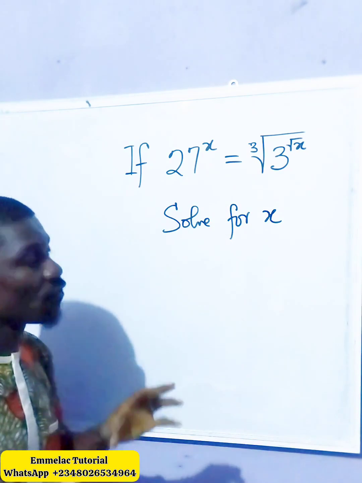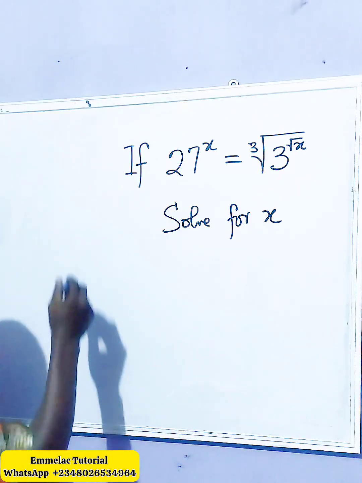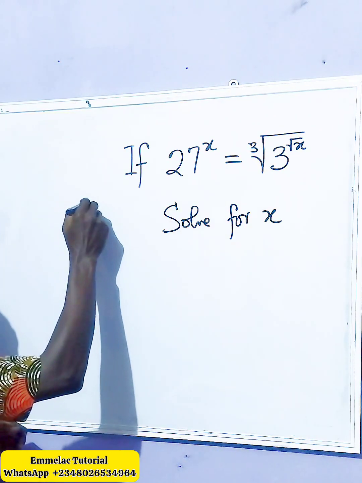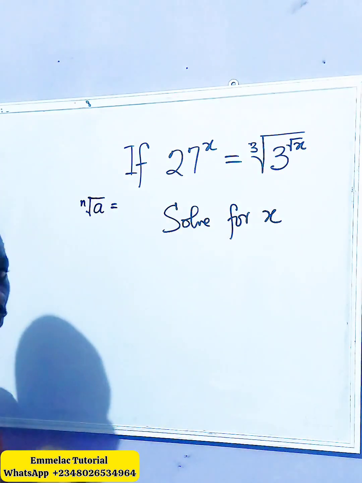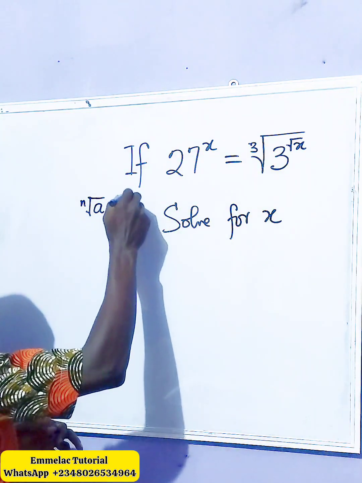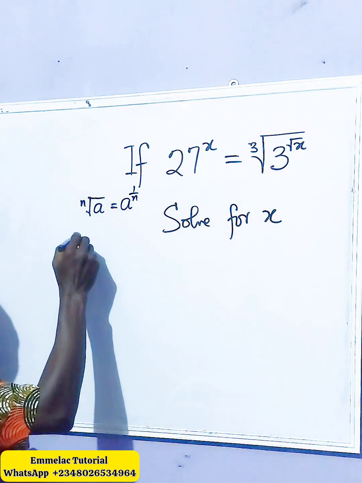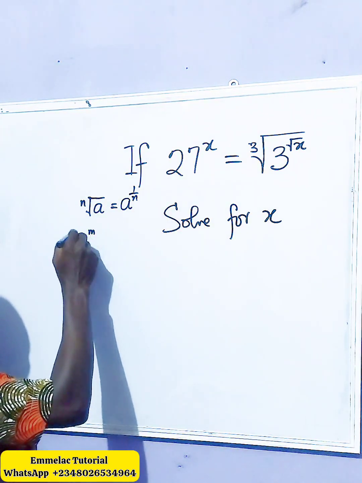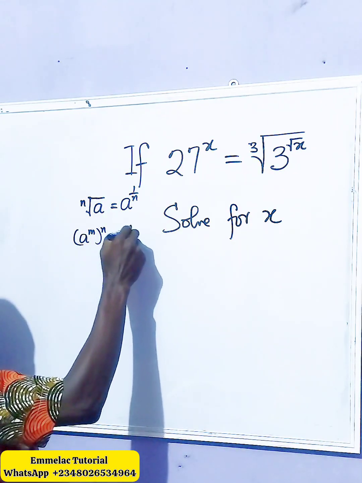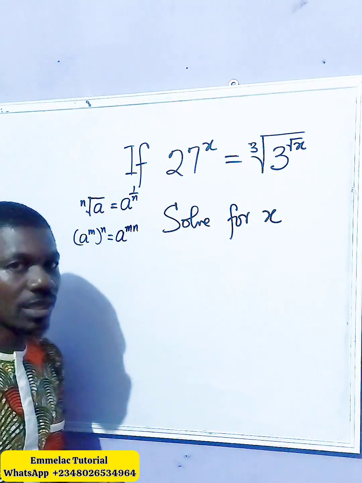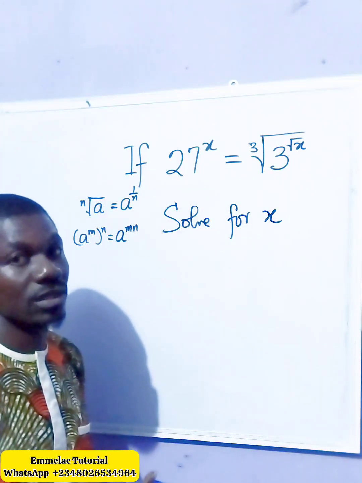Okay. Now before we start solving, let us take note of these rules. If you have the nth root of a, in terms of exponent, this will give you a raised to the power of 1 over n. Now, if you have a raised to the power of m, raised to the power of n, this will give you a raised to the power of mn. So we will need to apply this rule to the above equation so that we get the solution for x.